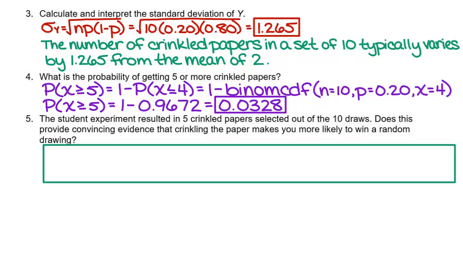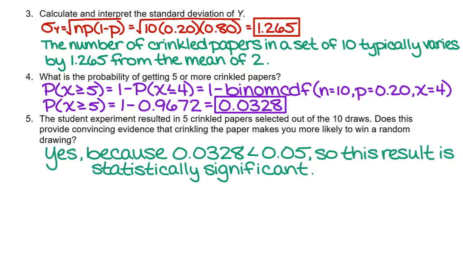The reason I had you calculate that is that the student that did this experiment ended up having 5 crinkled papers out of the 10 draws selected. Does that provide convincing evidence that crinkling the paper makes you more likely to win a random drawing? What's our threshold? 5%, 0.05. Is this statistically significant? Yes, it is.